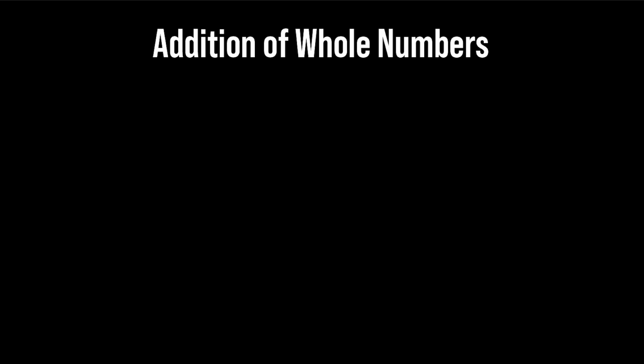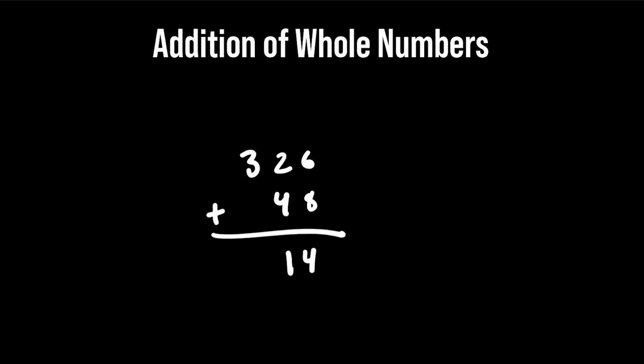Now let's try a harder one. 326 plus 48. 6 plus 8 is 14, right? 2 plus 4 is 6, and 3 is 3. But wait, that doesn't look right. That looks like it would be too big because we're in the thousands now, and we're only adding approximately 300 plus like 50. So how would that equal that?